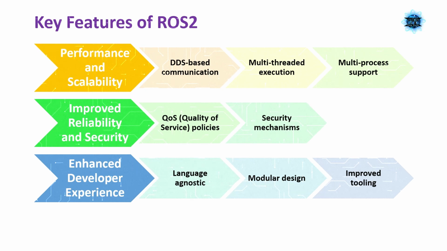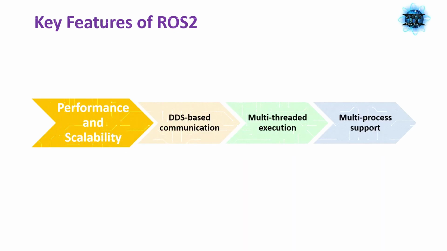Coming to the third key feature, we are going to focus on enhanced developer experience. Under that: language agnostic, modular design, and improved tooling. Now we are going to discuss each feature in detail. First, we are going to discuss performance and scalability. Under performance and scalability, we are going to focus on DDS based communication, multi-threaded execution, and multi-process support.